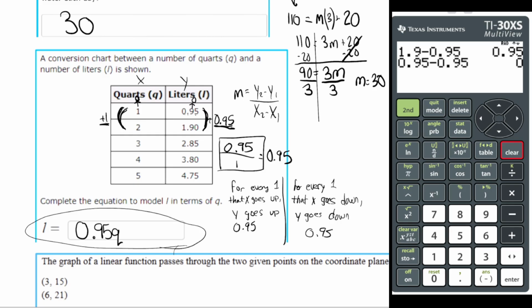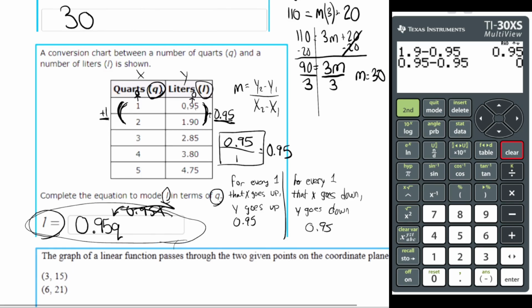Now, important thing to mention. We use x and y for most variables. Okay? However, in this question, they use L and they use Q. And they tell you to model L in terms of Q. And they give you L equals. What that means is that this cannot be 0.95x. That is wrong. It has to be 0.95q. If they give you a variable, you have to use that variable. You cannot change the variable.